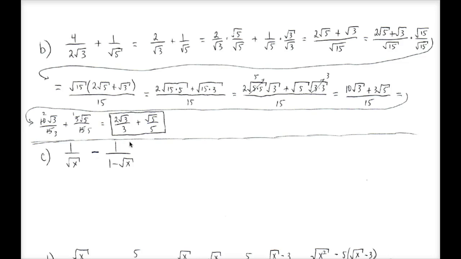So if we look here, we see that we have 4 divided by 2 times square root of 3, plus 1 over square root of 5. And like we mentioned in the part 4 video, here we need to get rid of these expressions with the radicals in the denominator. And we want to do that by rationalizing the denominator, okay?